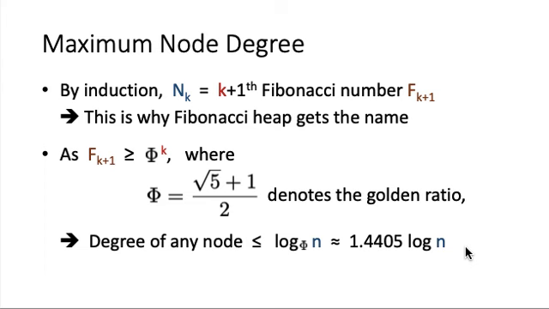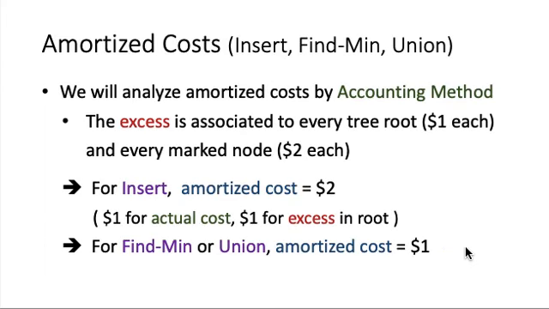Okay, so we have done with the first part. And now let us analyze the cost for the operations. Mainly, we want to analyze the amortized cost for extract min and also the decrease key. But first, let us recall what was done for insert, find min, and union.